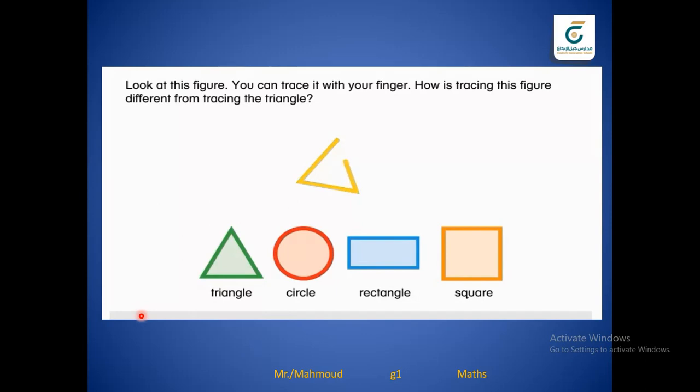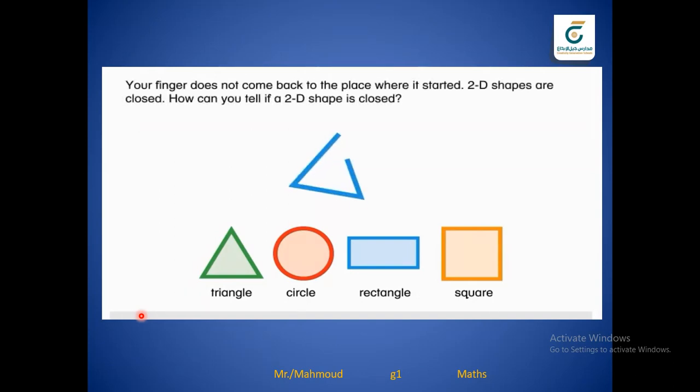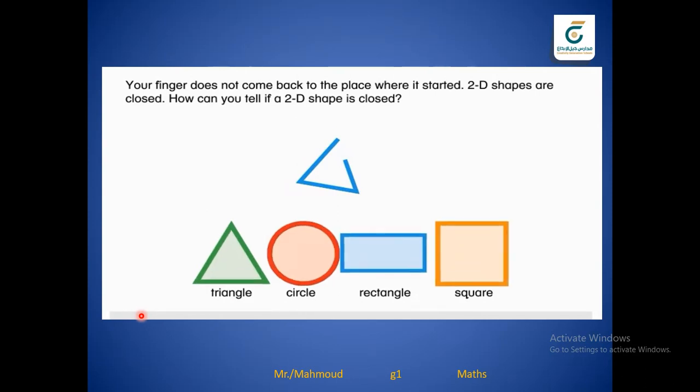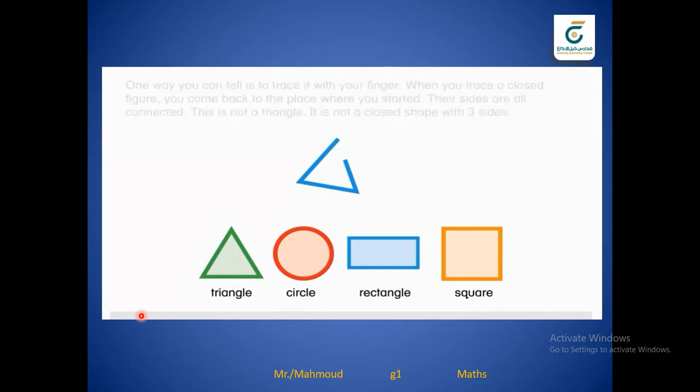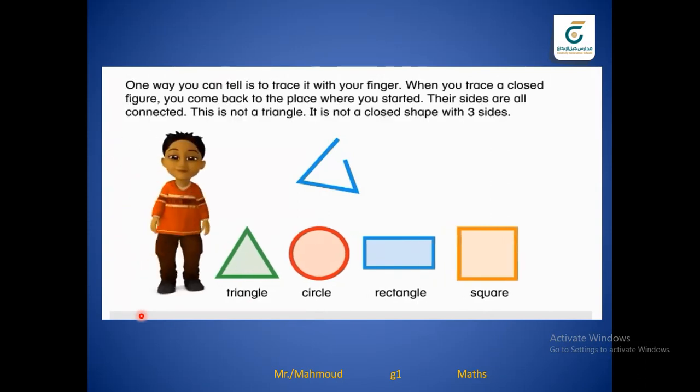How is tracing this figure different from tracing the triangle? Your finger does not come back to the place where it started. 2D shapes are closed. How can you tell if a 2D shape is closed? One way you can tell is to trace it with your finger. When you trace a closed figure, you come back to the place where you started.